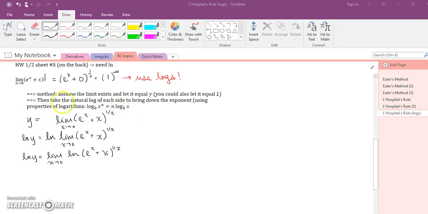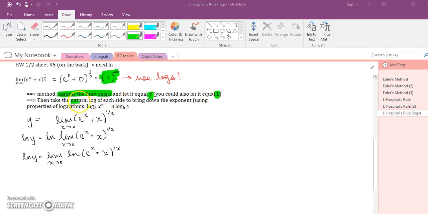When I do direct substitution, I end up with e to the 0 is 1, 1 to infinity. So I definitely need logarithms here. The method that you're always going to use if you have an exponential issue and you're stuck is you're going to assume that the limit exists, and we're going to let the limit equal y. You could also let it equal L for limit. It's up to you. It'll be the same thing in the end anyway.